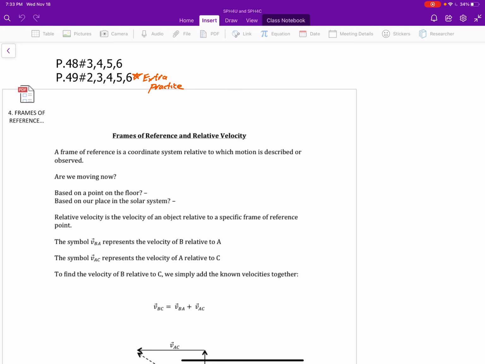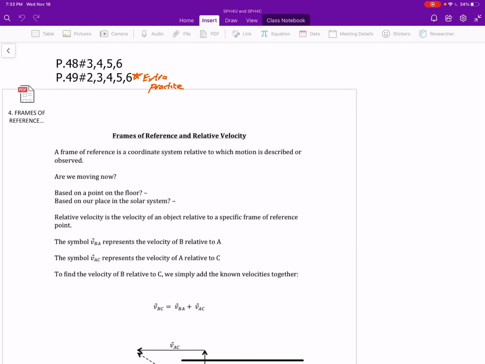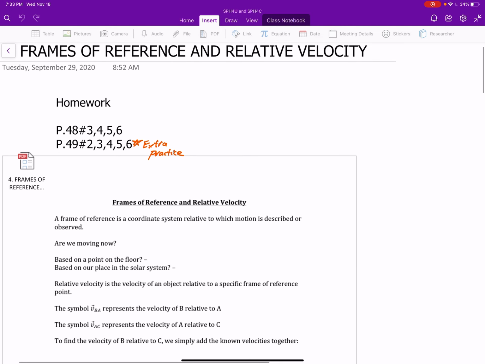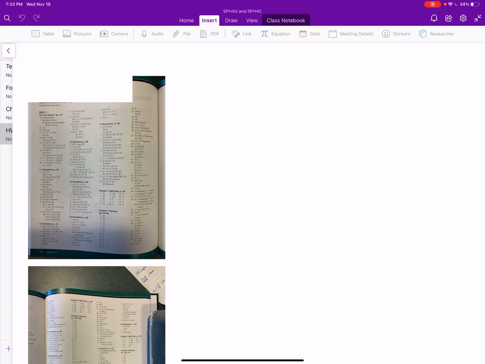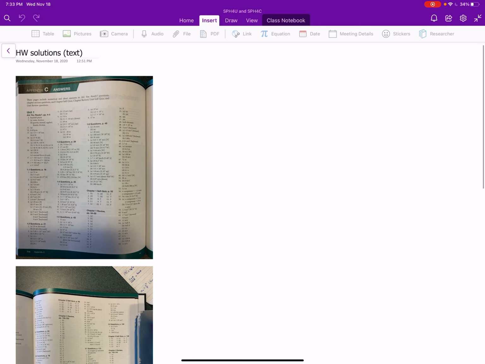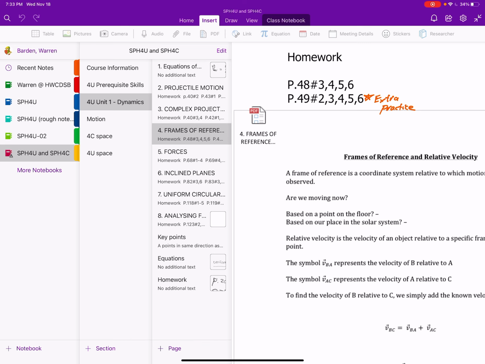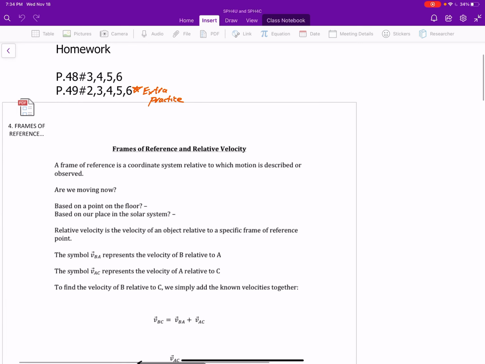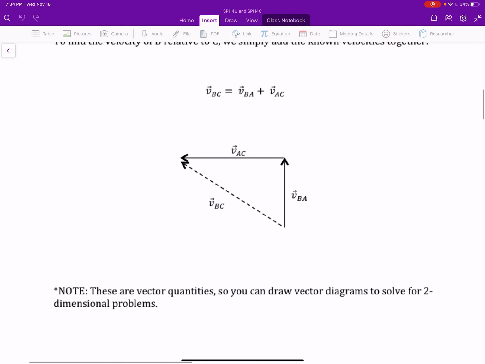So let's take a look at lesson number 4 from Unit 1 for Dynamics for the 4U course. We're going to talk about frames of reference and relative velocity. Homework questions are up here, and you can find those in the 4U space, where I have some solutions posted for these homework problems. This note will still exist, so you can take a look at it closer if you'd like, and follow through on your own as you watch this video.